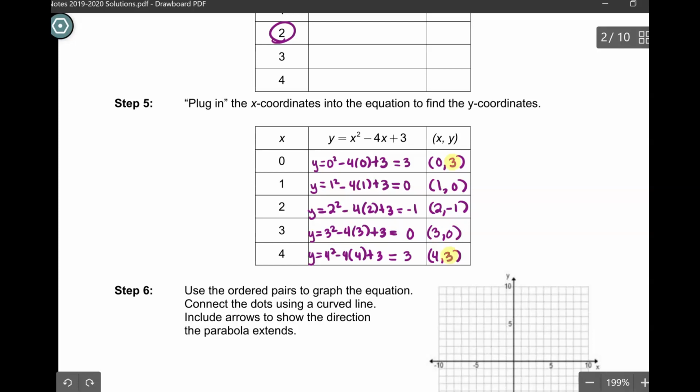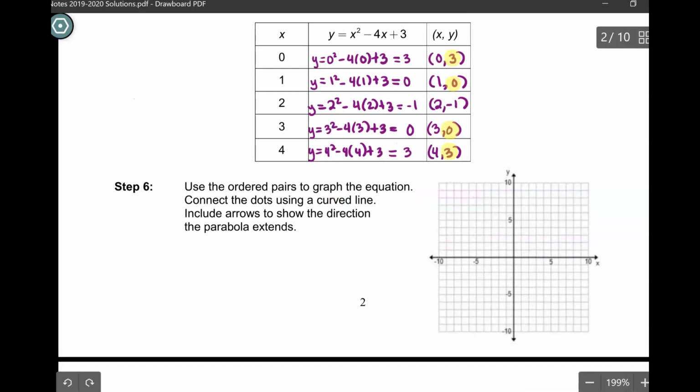Again, these should be the same value. These should be the same value, and the vertex should be something different. The vertex is the one right in the middle. Next, and this is the last part, is we're going to use the ordered pairs. So we're going to plot these points.